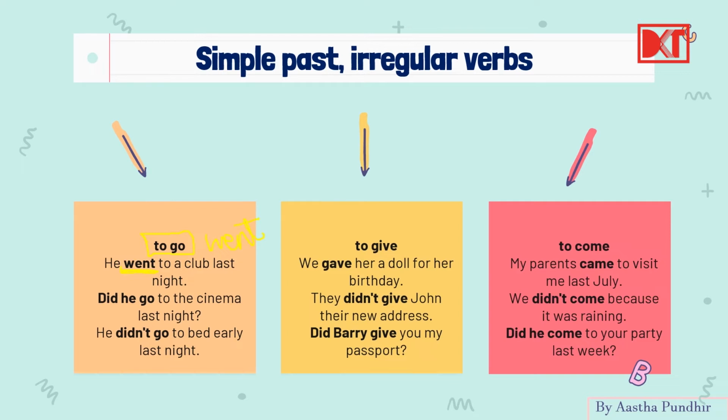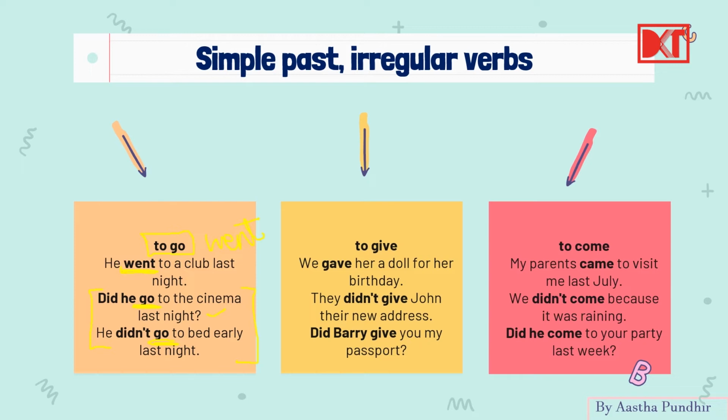But जैसे example है he went to a club last night. But अगर हम इसे did के साथ use कर रहे हैं, did के साथ क्या use होगा? The infinitive form. I am stressing on this again and again that you have to really remember this. With did, we will be using the infinitive form. Like, did he go to the cinema last night? So this is the past tense, but did के साथ go, the original form is only used. Then he didn't go to bed early last night.